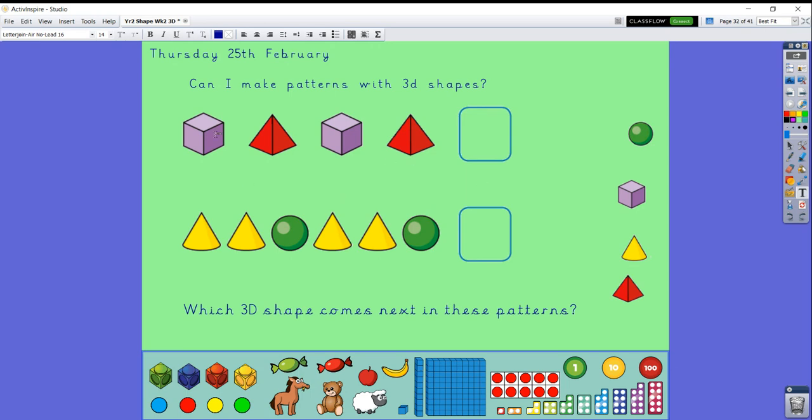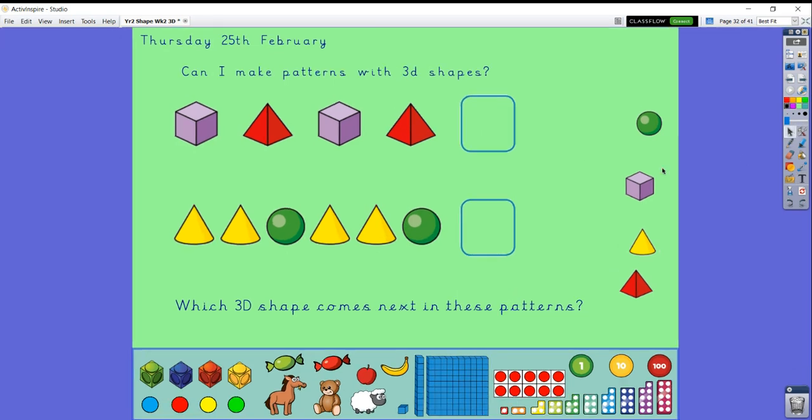Brilliant. Let's remind ourselves of these shape names. This one is a cube. Well done. And this one is a pyramid. Not too sure if it's a square-based or a triangular-based pyramid, but we can see it as a pyramid. So we're going cube, pyramid, cube, pyramid. Well done. Let's pop a cube in.